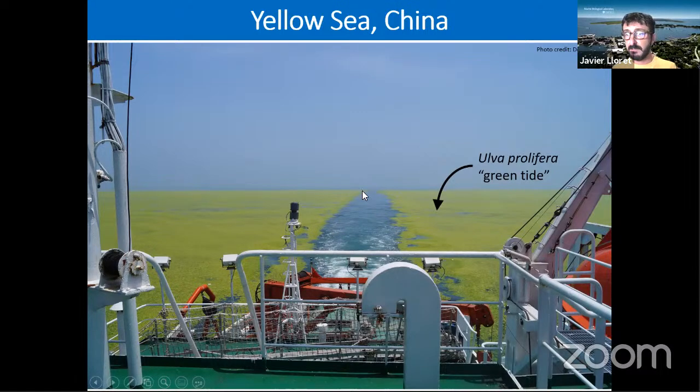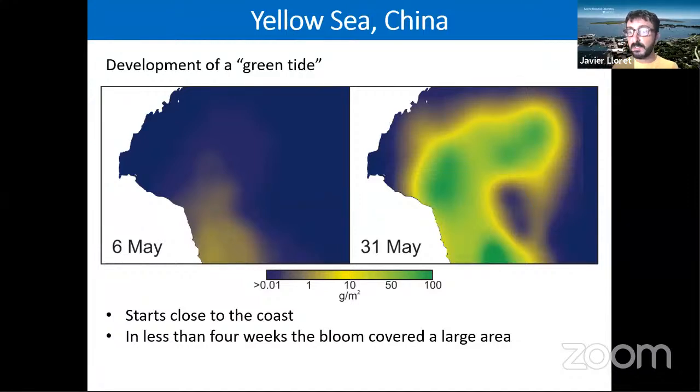And it looks like this photo, in which a ship is sailing across huge masses of algae that go up to the horizon, covering large areas of the Yellow Sea. I got the opportunity to play a little bit with the data just to figure out how these events develop. And what you can see in these images is the profile of the Yellow Sea coast with China on the left, and the algae will be represented in green and yellows.